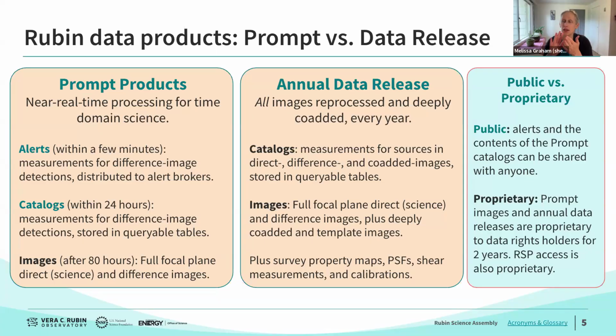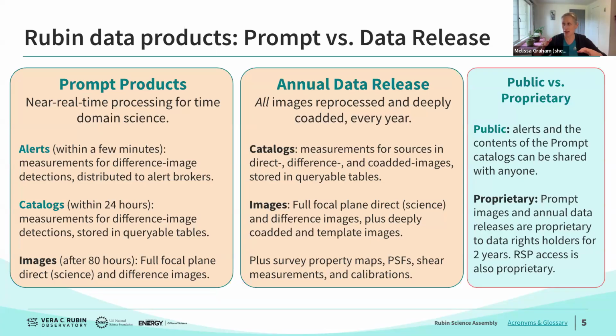There are also different data rights applications to the different prompt products compared to the annual data releases. So in a sense of public versus proprietary, where public means the data product can be shared with anyone, anywhere, worldwide, versus proprietary meaning that it's available to Rubin data rights holders only. The public data products are the alerts and the contents of the prompt catalogs. Those can be shared with anyone, anywhere.